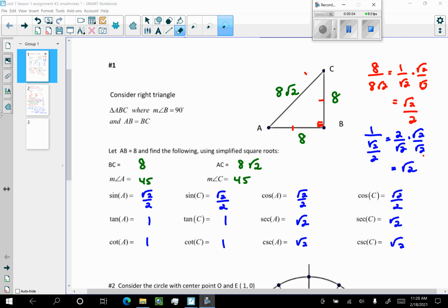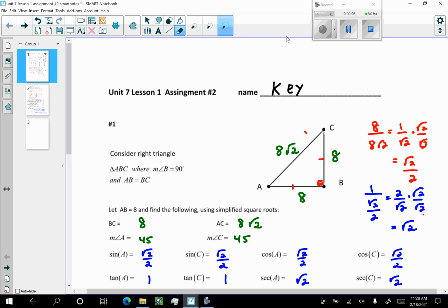Today we're going to look at the key to Unit 7, Lesson 1. The quiz tomorrow is going to look like this key. So let's jump into the problem. I want to make this a fairly short video, as short as I can. Make sure you can always pause the video to write the answers down.